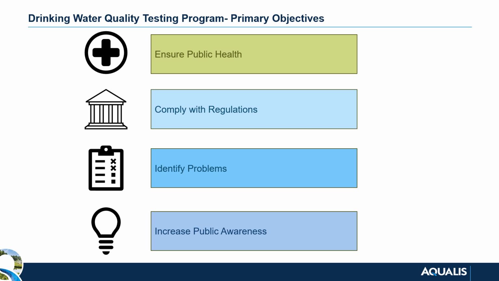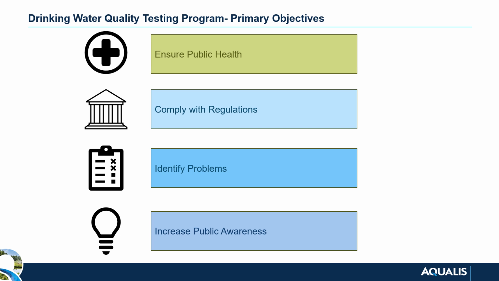The primary objectives of a drinking water quality testing program are to ensure public health. The program aims to identify potential contaminants or hazards in drinking water that could pose health risks to the population. Compliance and regulations: the testing program helps water providers meet and adhere to local, state, and federal regulations and standards regarding water quality.